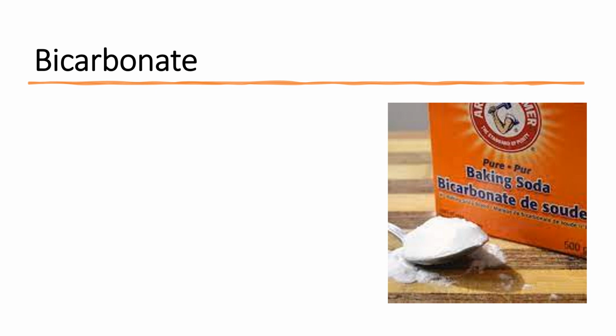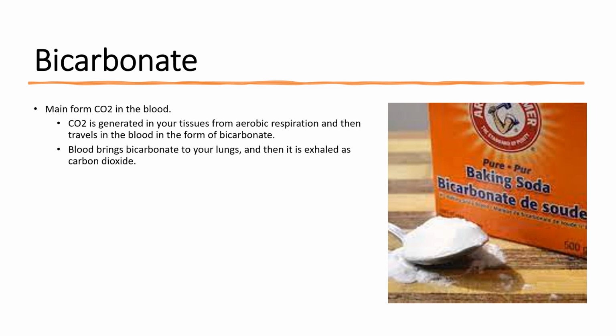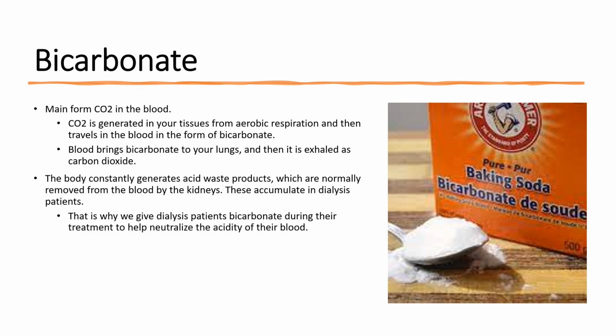The monthly serum chemistry panel also includes something called bicarbonate. Bicarbonate is the main form of CO2, or carbon dioxide, in the blood. CO2 is generated in your tissues from aerobic respiration, then travels in the blood in the form of bicarbonate to your lungs, where it's exhaled in the form of carbon dioxide.